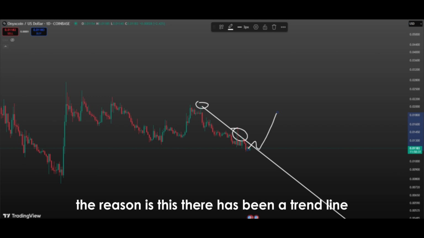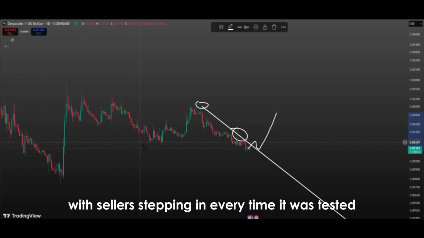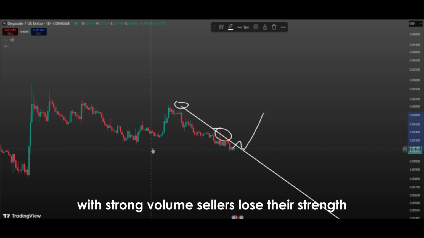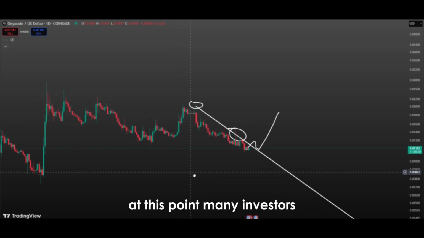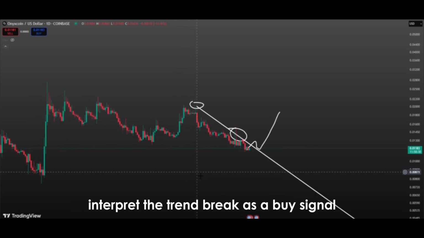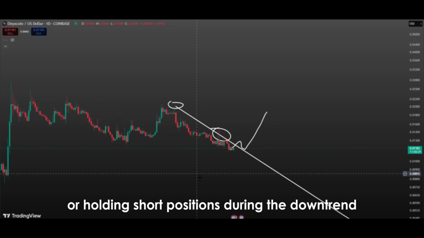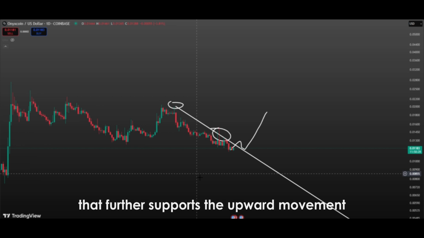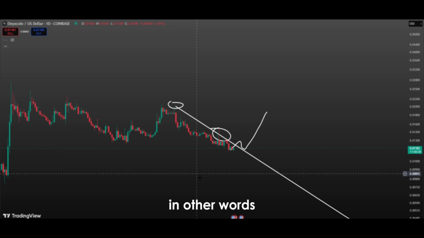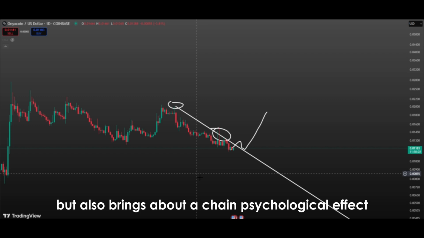The reason is this: there has been a trend line continuously suppressing the price, with sellers stepping in every time it was tested. But when the price breaks through the trend with strong volume, sellers lose their strength while buyers gain a psychological advantage. At this point, many investors interpret the trend break as a buy signal and enter the market as new buyers. At the same time, traders who have been consistently selling or holding short positions during the downtrend hit their stop-loss levels and are forced to close their positions. This creates additional buying pressure that further supports the upward movement. In other words, breaking a downtrend is not only a technical reversal, but also brings about a chain psychological effect.